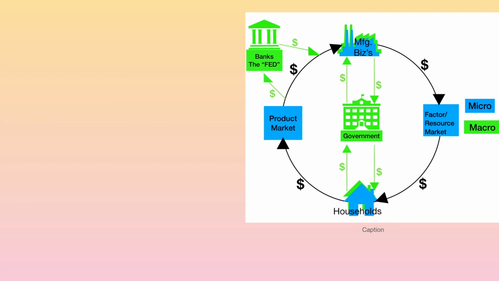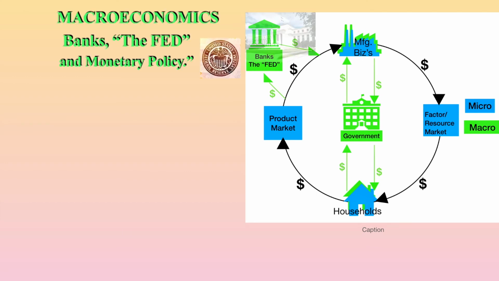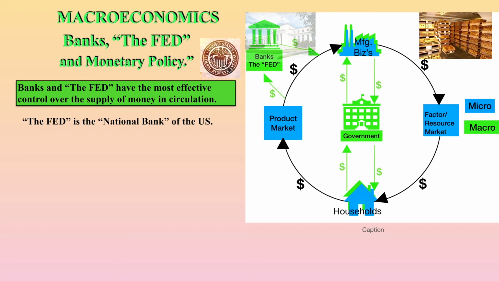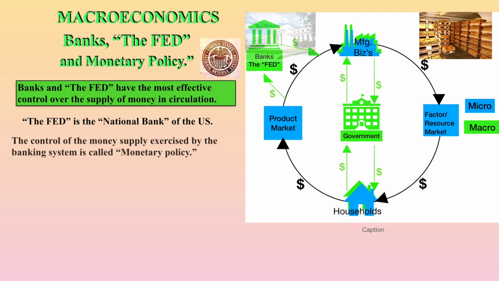A truly unimaginable amount. The next policy refers to the banks or the Fed, which is what we refer to as the Federal Reserve Bank, and it is called monetary policy, or I should say it administrates monetary policy. The Fed has the most effective control over the supply of money in circulation. The Fed is the national bank of the U.S. The control of the money supply exercised by the banking system, like I said, is called monetary policy. Monetary policy controlled by the Fed involves three main tools.